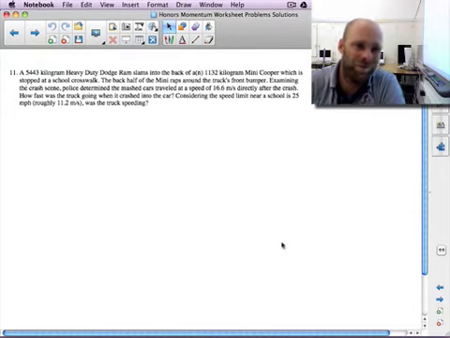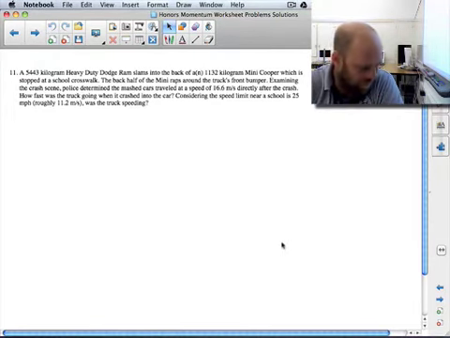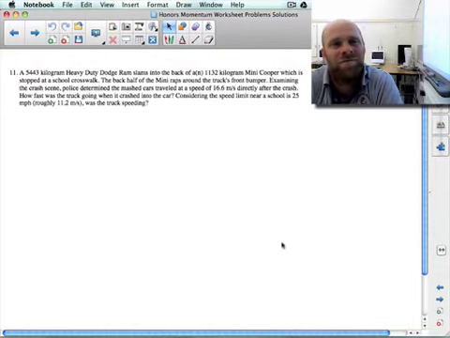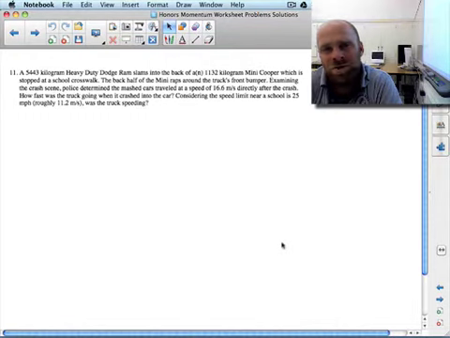Hello. So on the honors worksheet, this is number 11. On the conceptual physics worksheet, this is number 10. A 5443 kilogram Dodge Ram slams into the back of a Mini Cooper, stopped, and the Mini wraps around the truck's bumper. So they stick together after the collision, and the police decide that the mashed cars traveled at a speed of 16.6 meters per second after the crash. The question is, how fast was the truck going, and was it speeding?